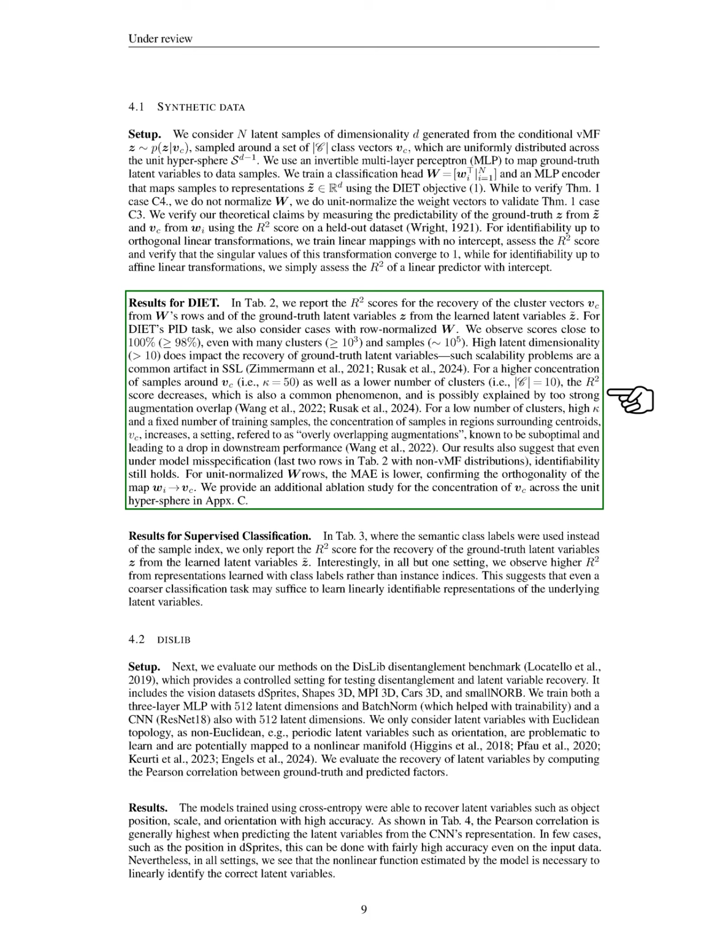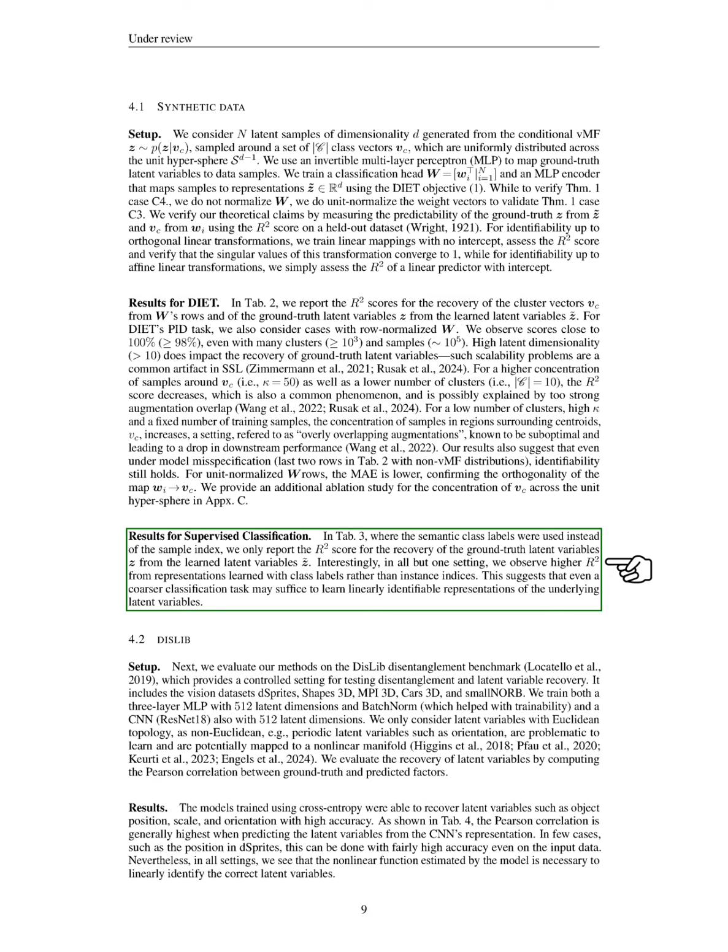Next, we discuss results for supervised classification. In our table of simulation results, where we used semantic class labels instead of sample indices, we only report the R-squared score for recovering ground truth latent variables. Interestingly, we observe higher R-squared scores from representations learned with class labels in almost all settings. This suggests that even a simpler classification task can effectively learn identifiable representations of the underlying latent variables.